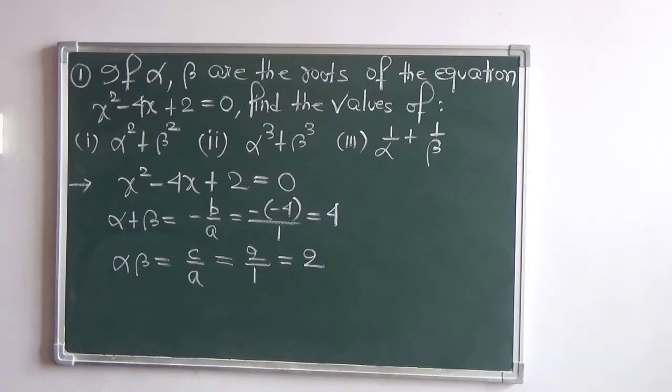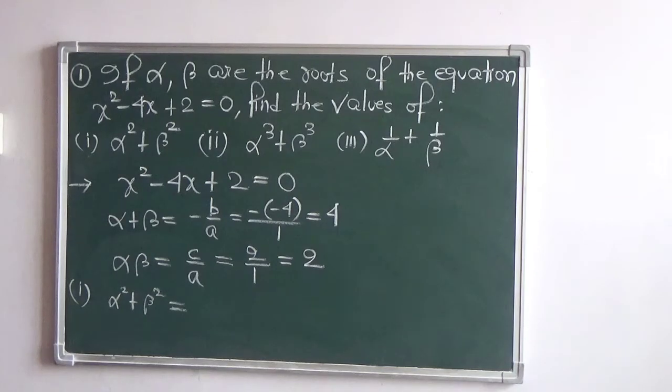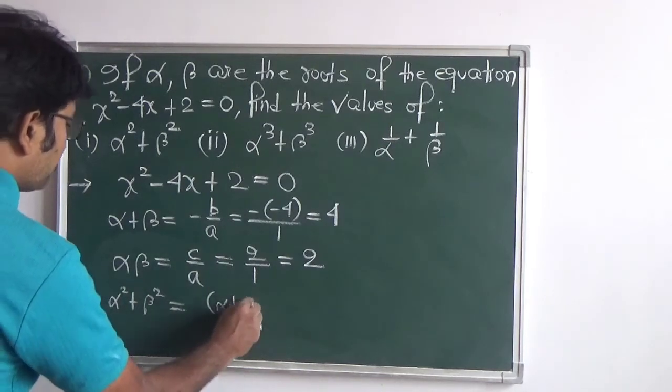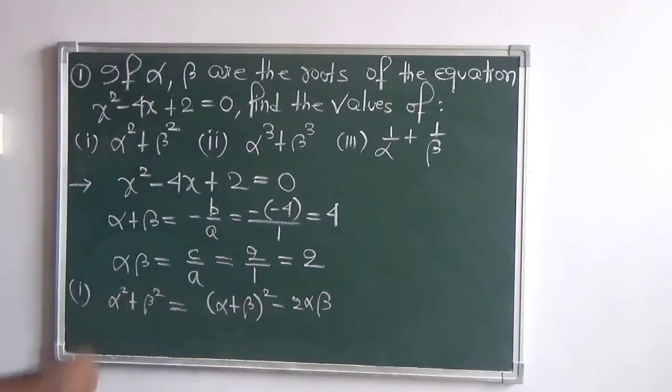Now we'll start finding the values of the given three parts, 1, 2 and 3. The first part is alpha square plus beta square. Now it is clear from here that you cannot get the value of alpha square plus beta square directly because we only know the values of alpha plus beta and alpha beta. So you have to express alpha square plus beta square in terms of alpha plus beta and alpha beta. So we can write it here as alpha plus beta whole square minus 2 alpha beta. It is same as the left hand side, that is alpha square plus beta square.